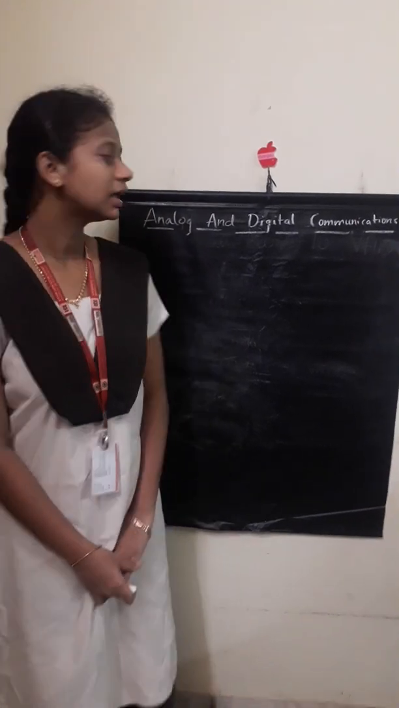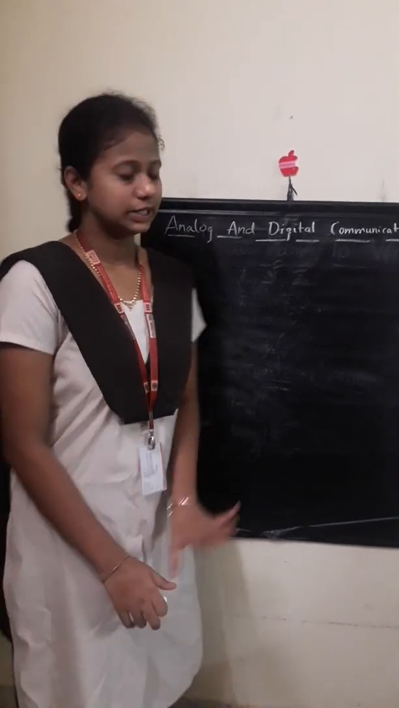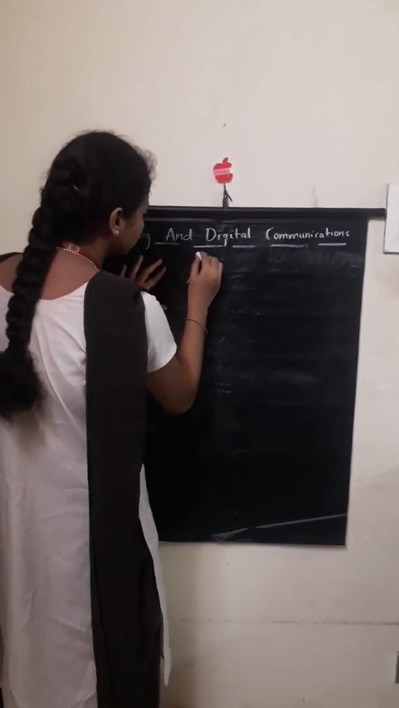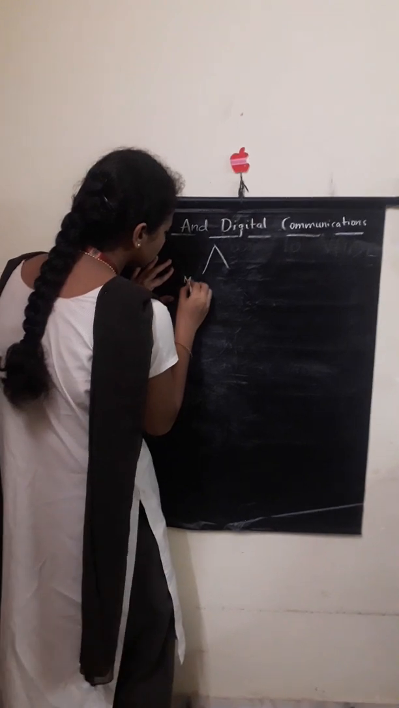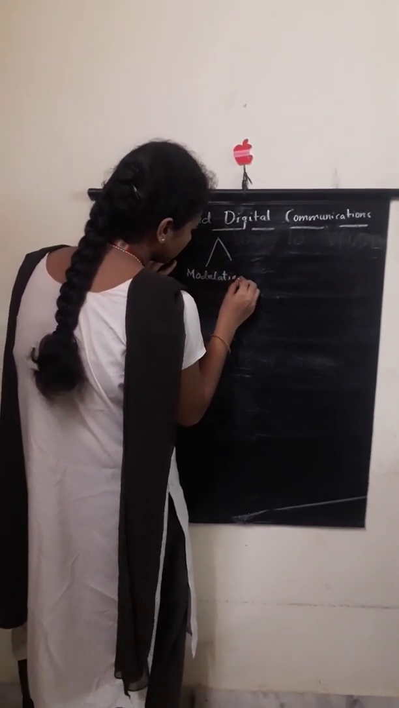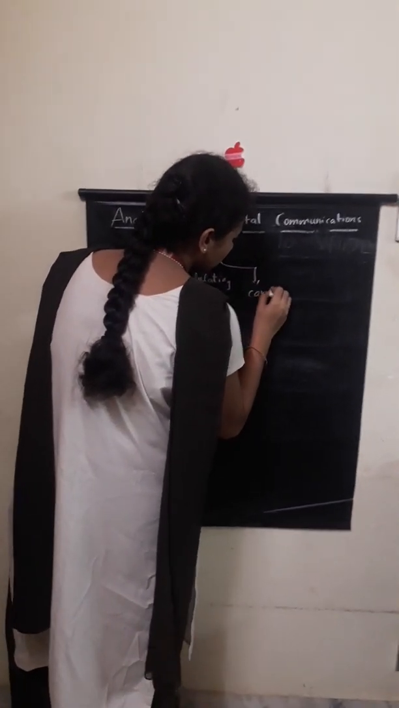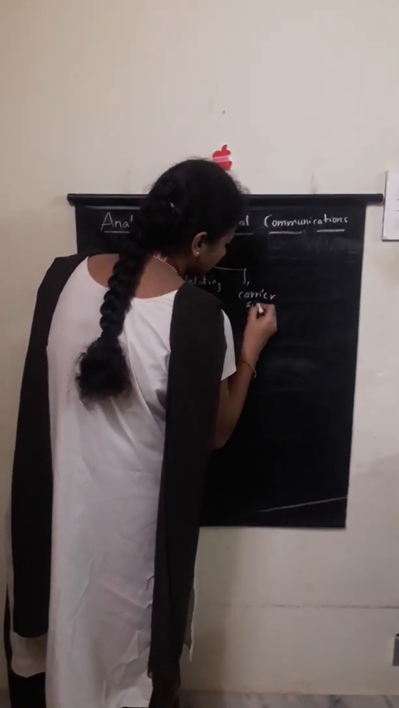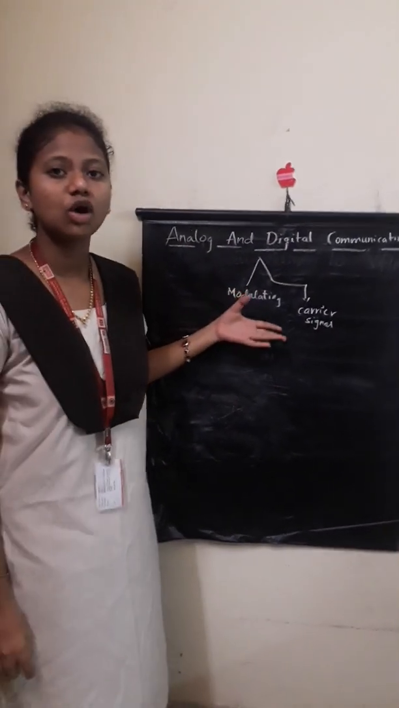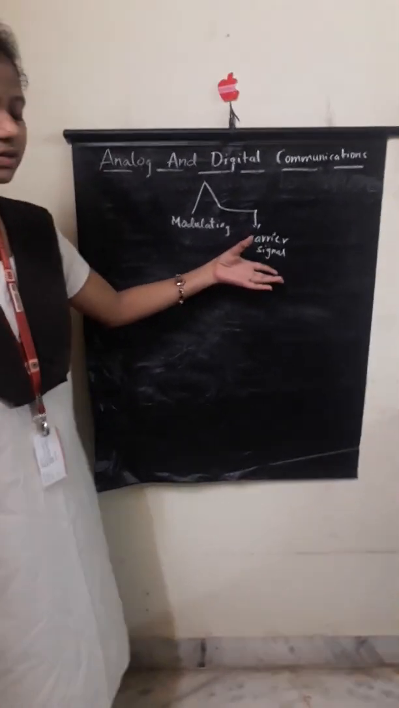Now a seminar in analog and digital communications. In analog communications, we have basically two types of signals. One is the modulating signal and the other one is the carrier signal. The modulating signal is also called the low frequency signal and the carrier signal is also called the high frequency signal.